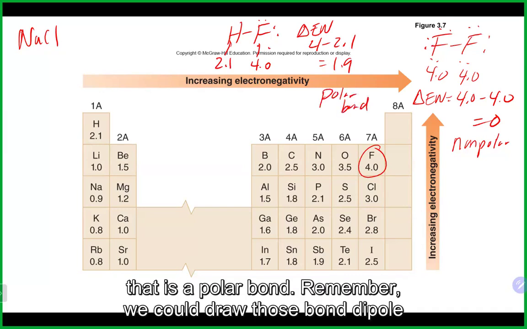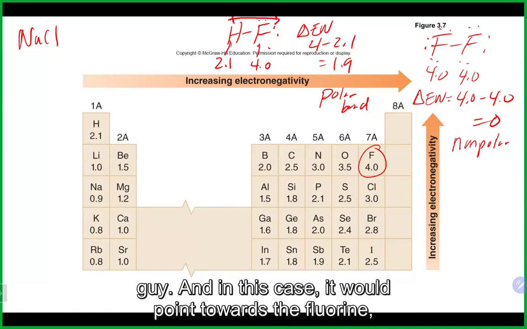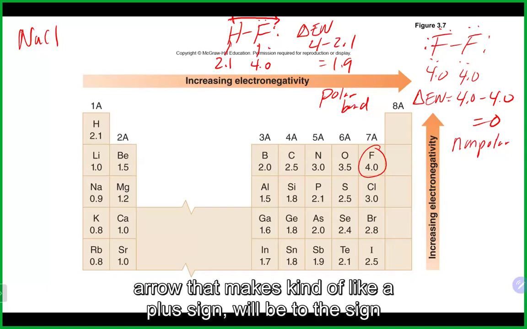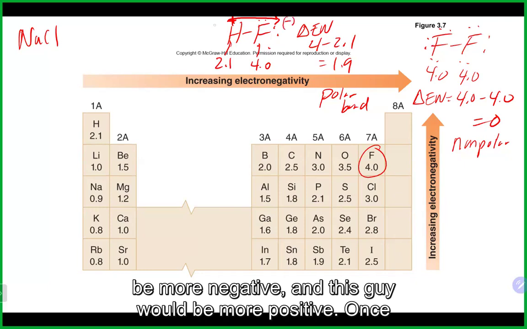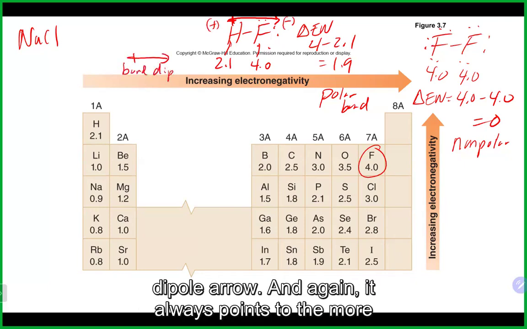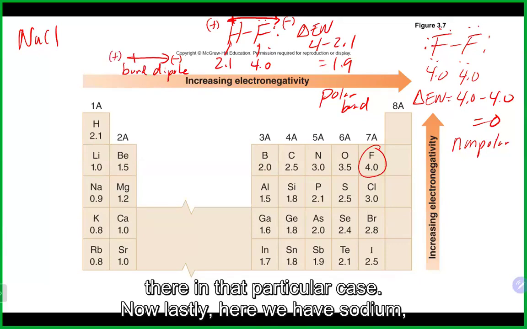Remember, we can draw those bond dipole arrows that point towards the more electronegative atom. In this case, it would point towards the fluorine, which is more electronegative. The back part of that arrow, which makes a kind of plus sign, is on the side that's more positive. So the fluorine in this bond would be more negative, and the hydrogen would be more positive. Once again, that arrow is sometimes referred to as a bond dipole arrow. It always points to the more negative side, and the other atom is where the positive side is.